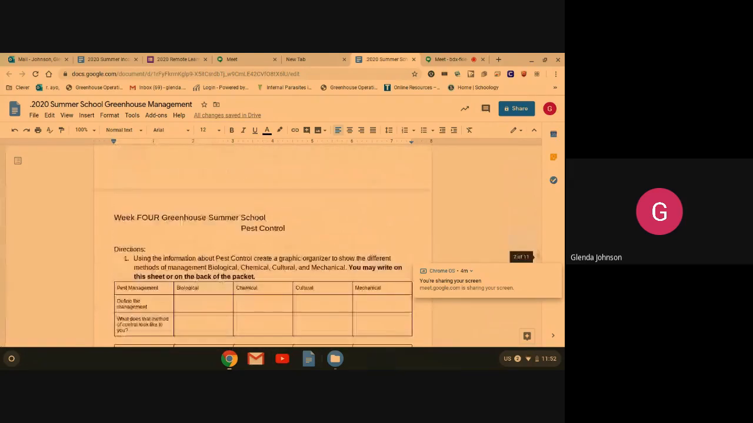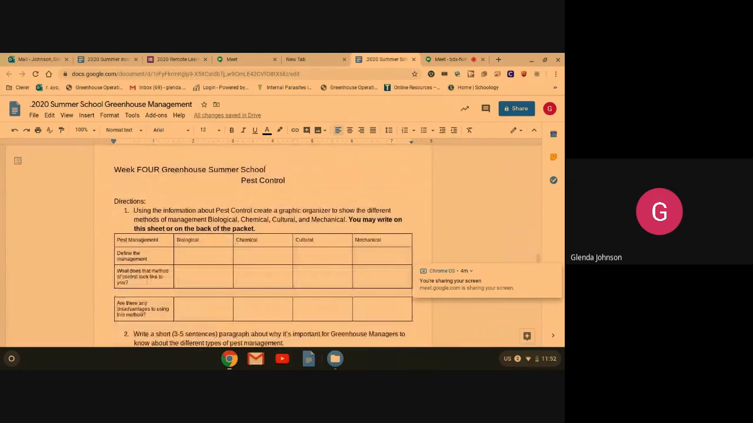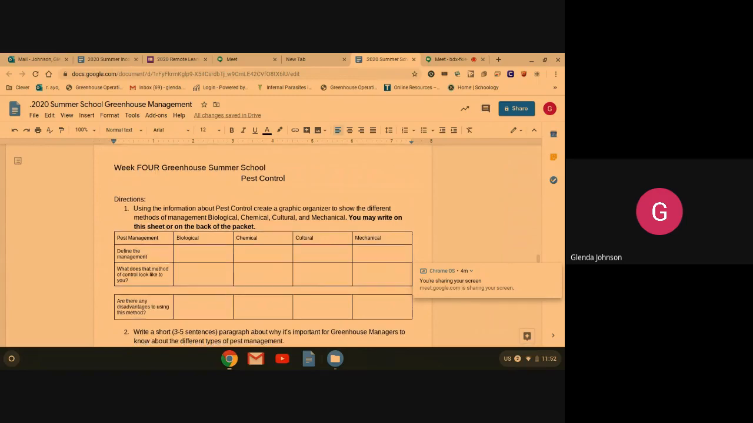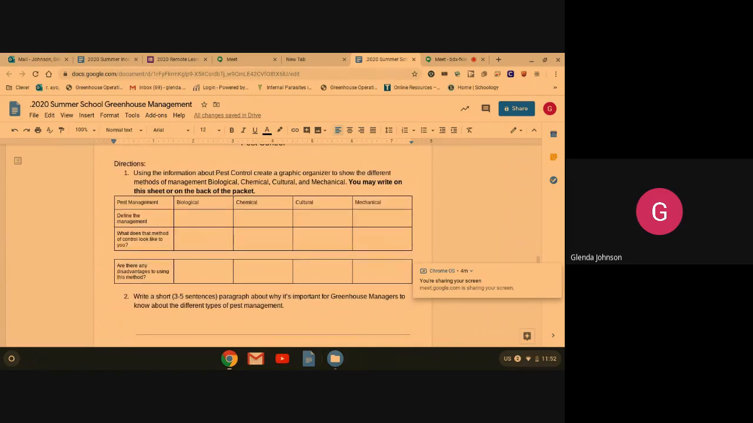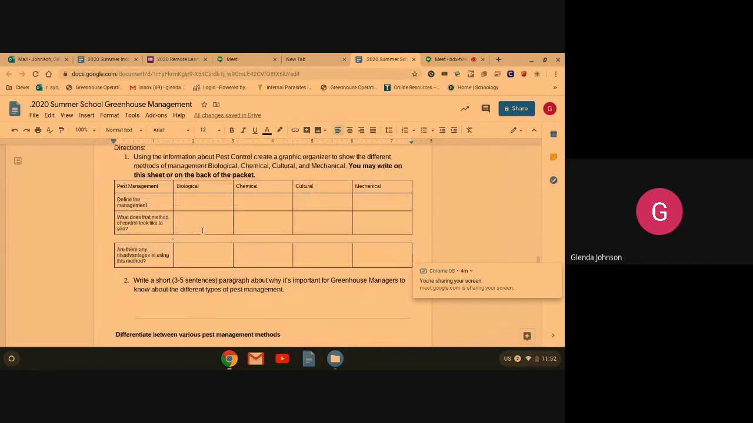Week 4 of the Greenhouse Summer School is about pest control and how to do that in the greenhouse. You could do that biologically, chemically, culturally, and mechanically. You're going to fill in the chart here and tell us things that define what each one of these is. What is the method? What does that look like? And are there any disadvantages of using that method?